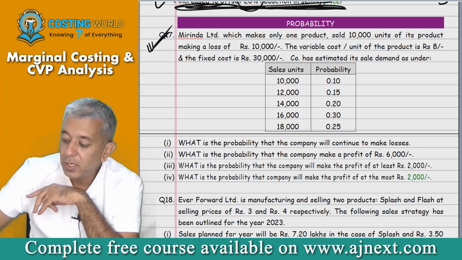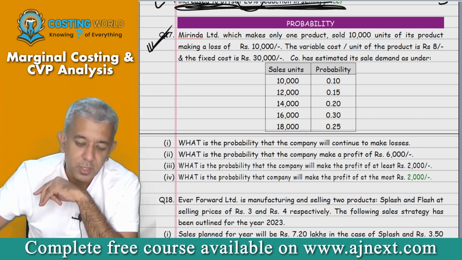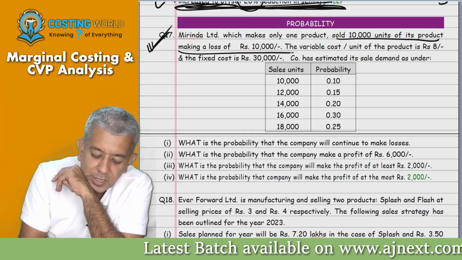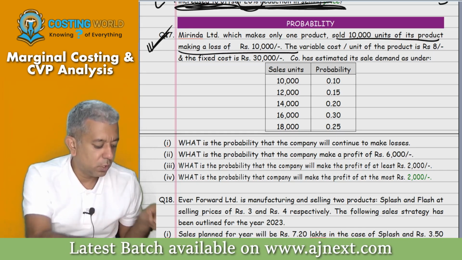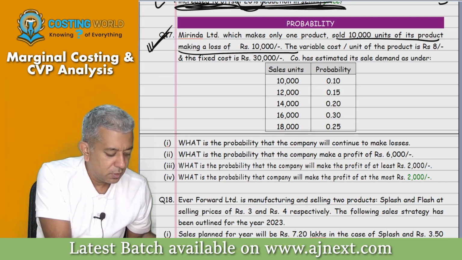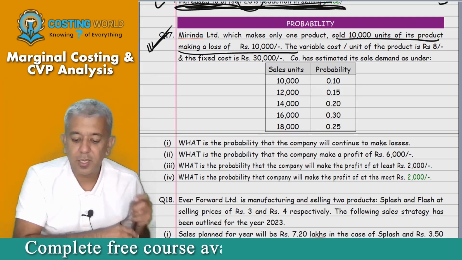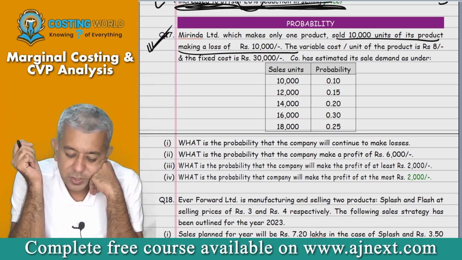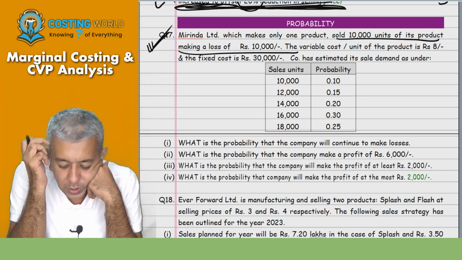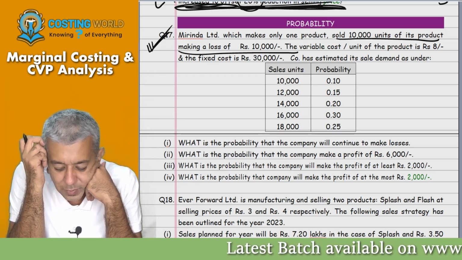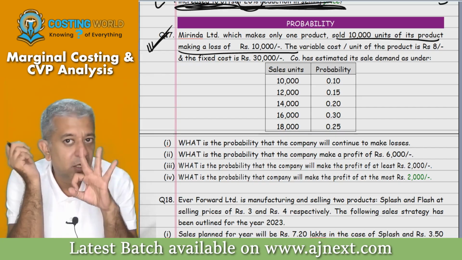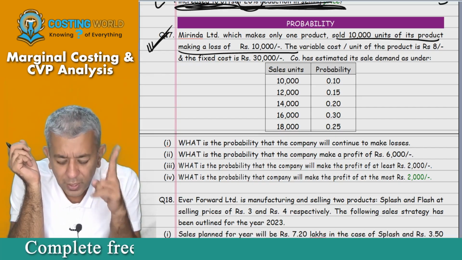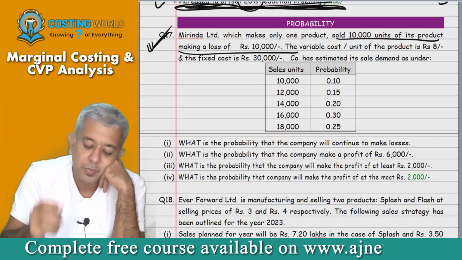Mirinda Limited makes only one product. Sold 10,000 units of the product, making a loss of rupees 10,000. Further, in this particular case, the variable cost per unit of the product is rupees 8 and the fixed cost is rupees 30,000. Company has estimated its sales demand is as under. These are third question on probability. We all have done 2 questions in material costing. In probability, these are third question in your entire book.